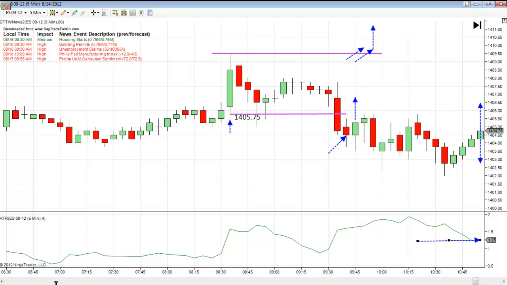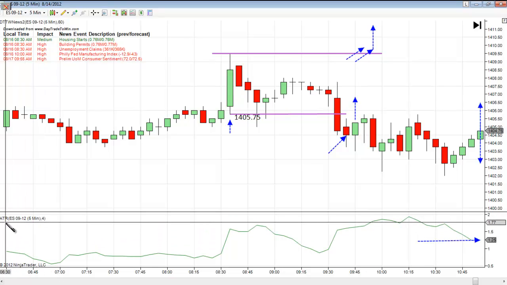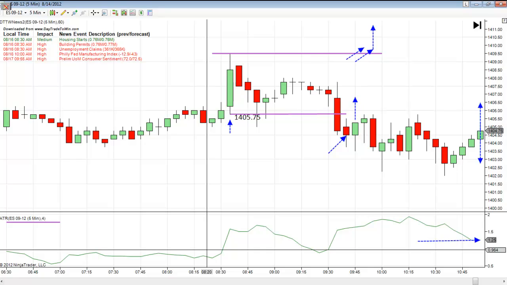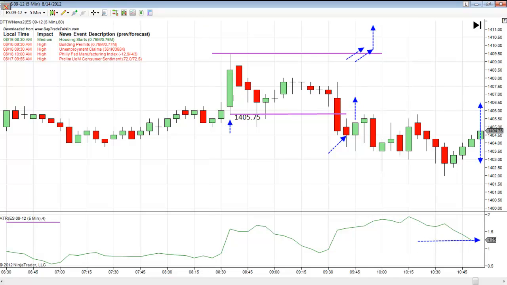Keith, I only use the value of 4. See over here, 4? 4 in the ATR. Okay, last 4 bars. Same thing, Dell, with the Russell. No change. Okay.